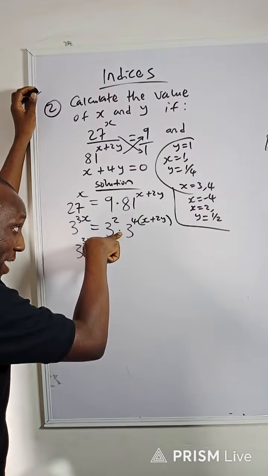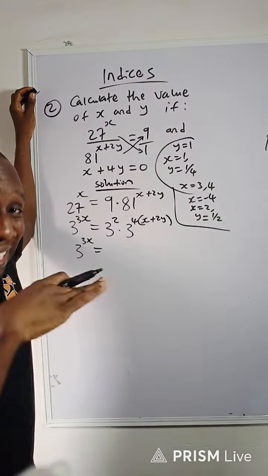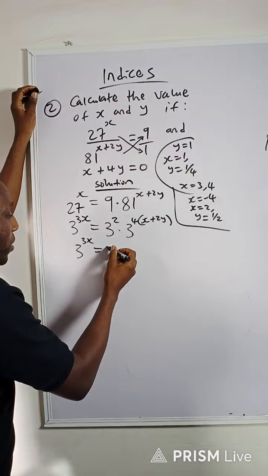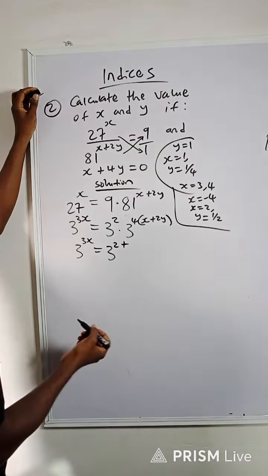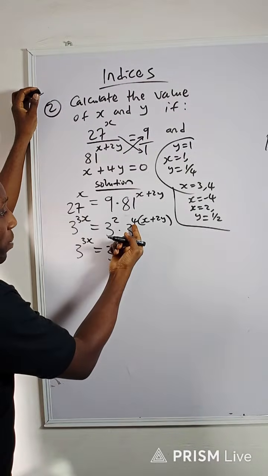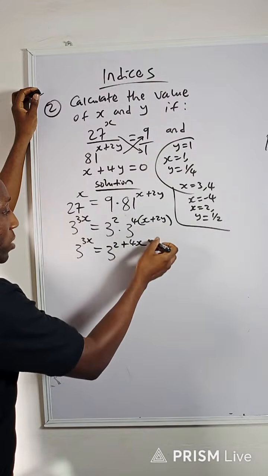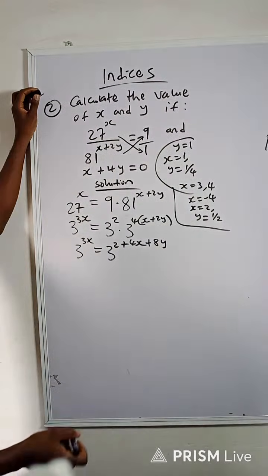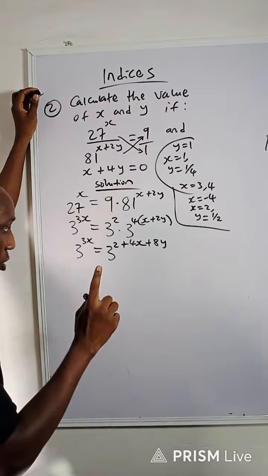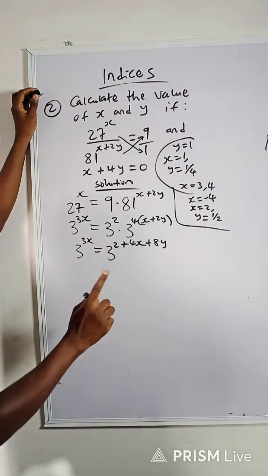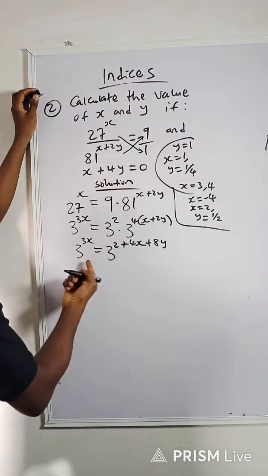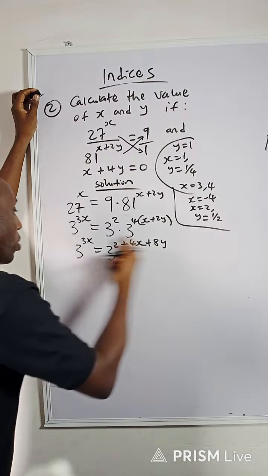We are multiplying. I'm going to add the exponent. So I have 3 raised to the power of 2 plus, while I'm adding this, let me just quickly expand this. 4 times x is 4x, and 4 times 2y is what? 8y. Again, I have to check to be sure that what I'm doing is right. Very important. Now, they have the same base on both sides. I can equate the exponent.